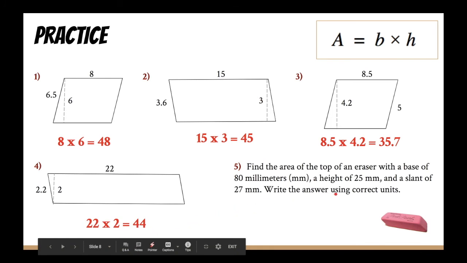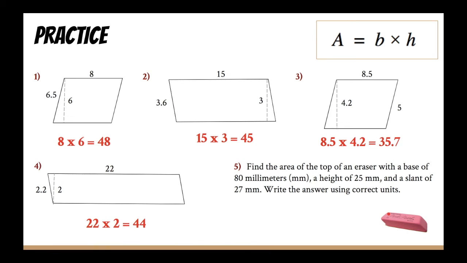Now for number 5. Find the area of the top of an eraser, which is this portion right here, with a base of 80 millimeters, a height of 25 millimeters, and a slant of 27 millimeters. Write the answer using correct units. The answer will be revealed in 3, 2, 1.